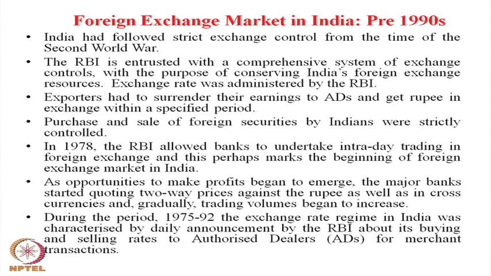In 1978, the RBI allowed banks to undertake intraday trading in foreign exchange, and this perhaps marks the beginning of the Indian foreign currency market. In 1978 RBI allowed banks intraday trading. Intraday trading means that within a day there will be minute-level fluctuation of the exchange rate. Within this band of exchange rate fluctuation, the authorized dealer can buy and sell foreign currency, and this step led to the beginning of the Indian foreign currency market. As an opportunity to make profit through arbitrage, major banks started quoting foreign currency in a two-way pricing system.